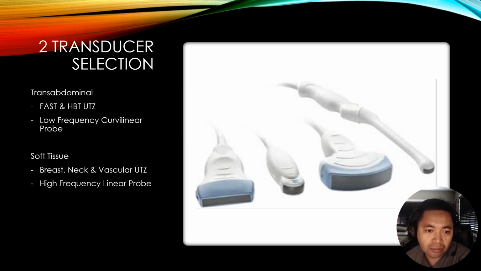Soft tissue ultrasound, on the other hand, like for breast, neck, and vascular ultrasound, uses a high-frequency linear probe like the first one on the left in the diagram. In the picture, the second probe is the one they use for 2D echo, and the fourth one is the transvaginal ultrasound probe.